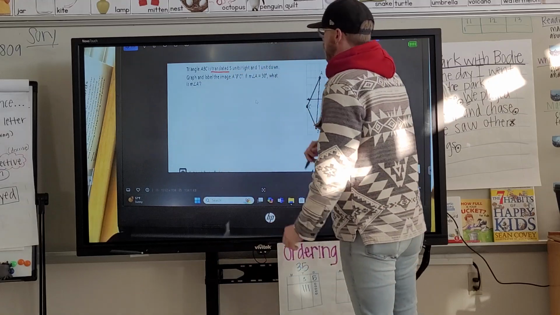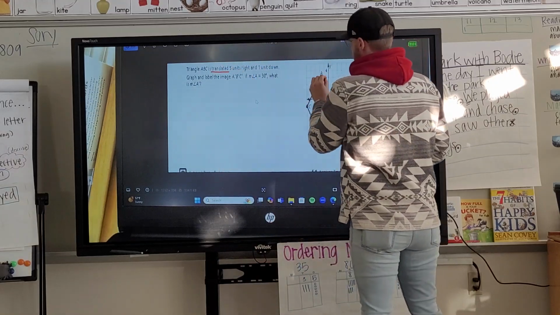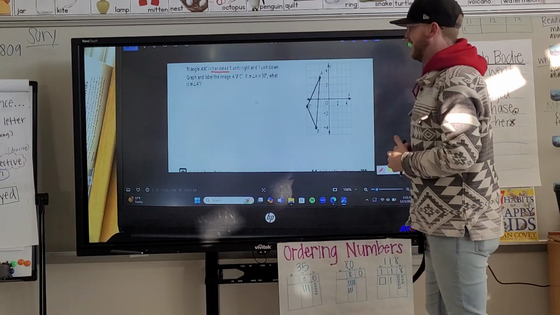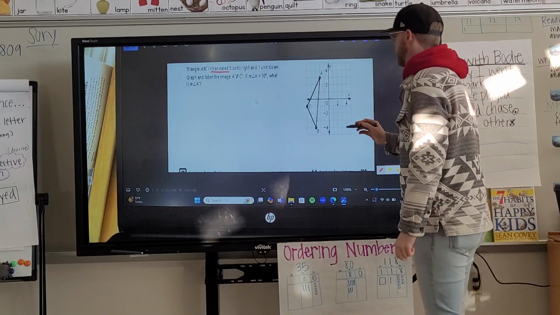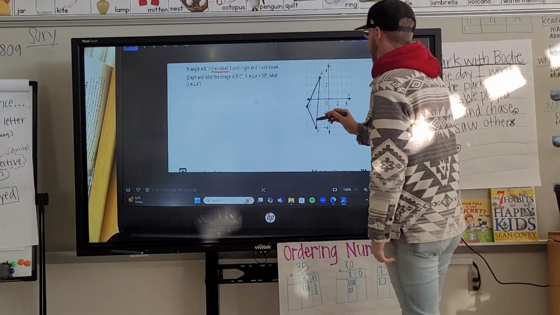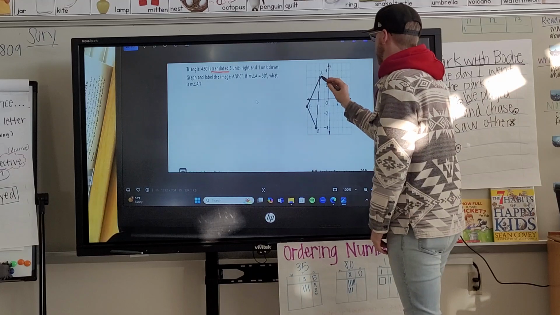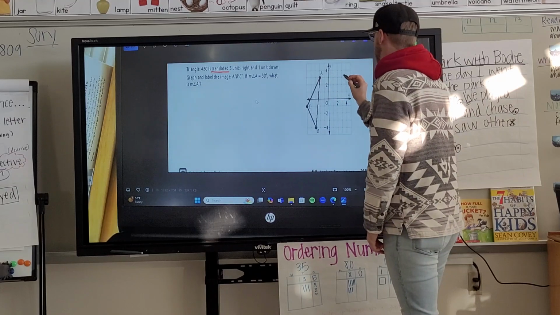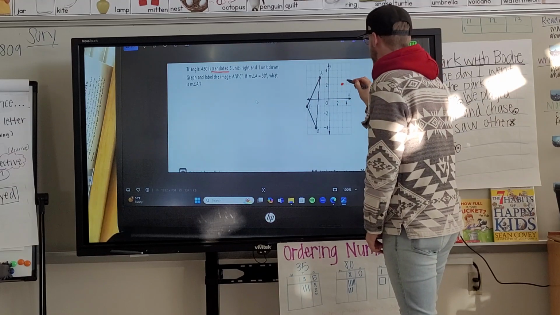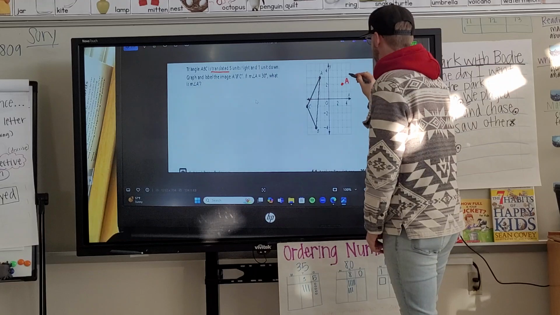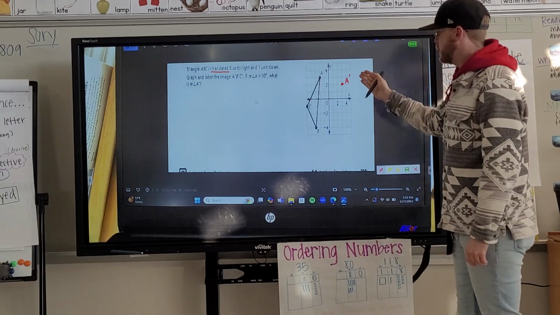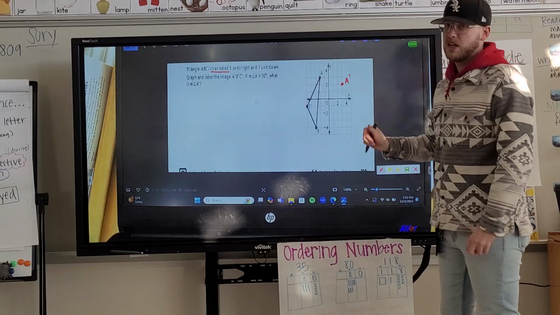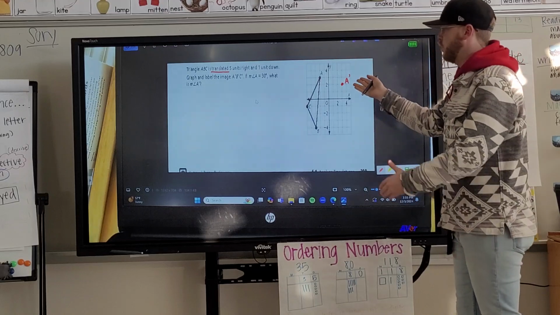So 5 units to the right. Triangle ABC, so ABC is each one of my points. If I'm translating it, I'm just moving each point. So 5 units right, 1 unit down. Here's A. We go 1, 2, 3, 4, 5, 1 unit down. This is my new A. Make sure you have that on top. That differentiates it so you know that this is your beginning A and this is your new location for A.